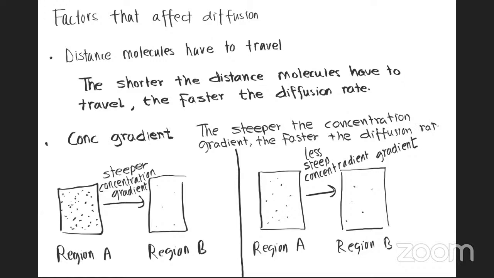In case one, the concentration gradient is steep, so the oxygen molecules diffuse from region B to region A. All right, so you guys, please read through this and, once you are done, let me know in the chat.